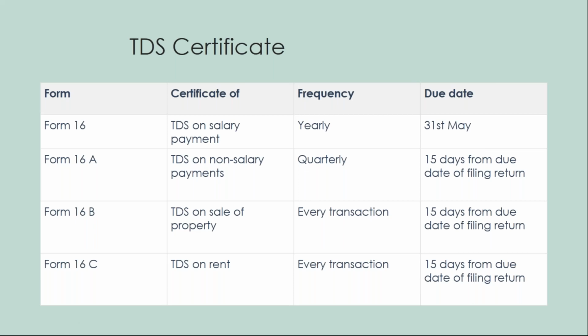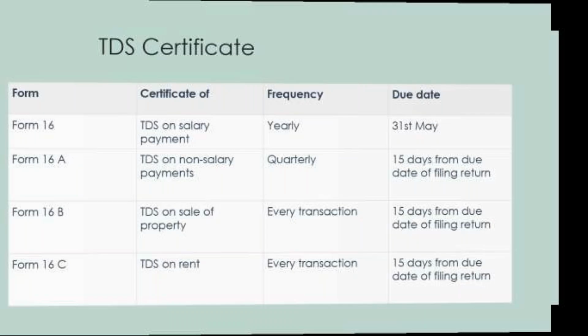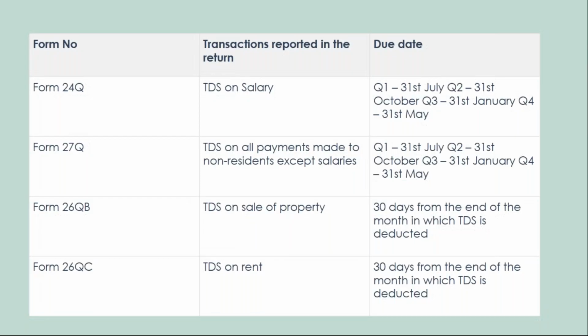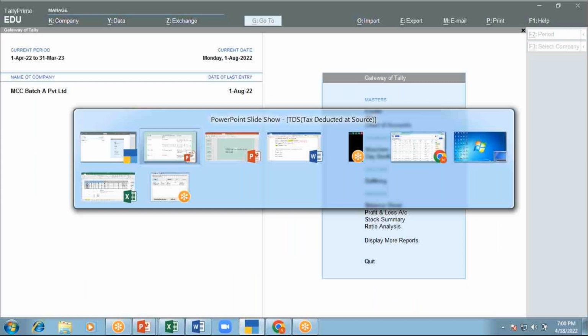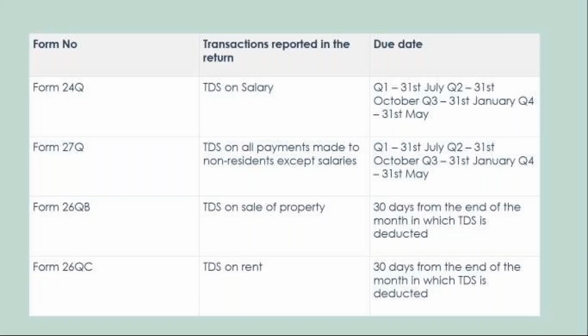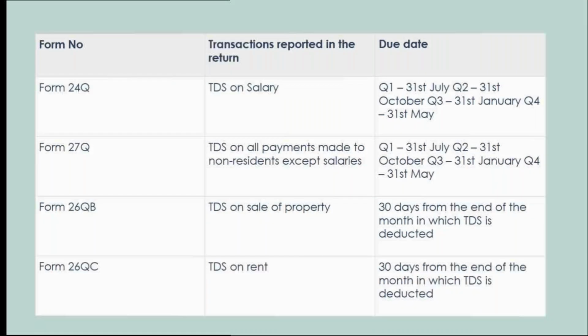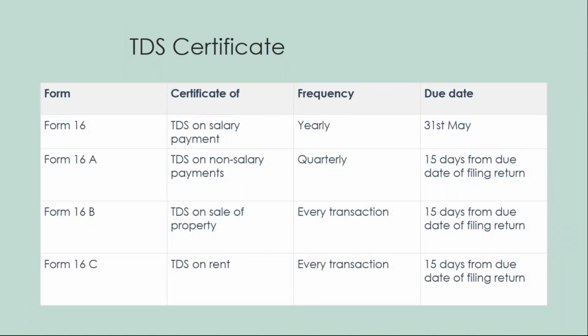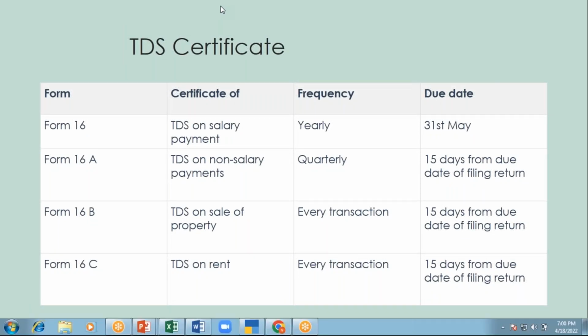The same thing for the others also. For rent other than salary, for rent of land and building, for sale of property also, the people can check through these forms. So that is form 16, form 16A, form 16B and form 16C. Through this they can check it.